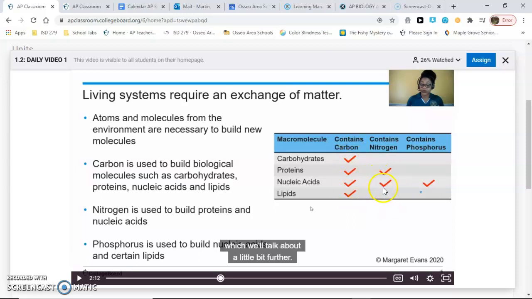Anytime you add nitrogen, it's either proteins or nucleic acids. If it's just nitrogen, it's proteins. And if you add phosphorus, it's a nucleic acid.